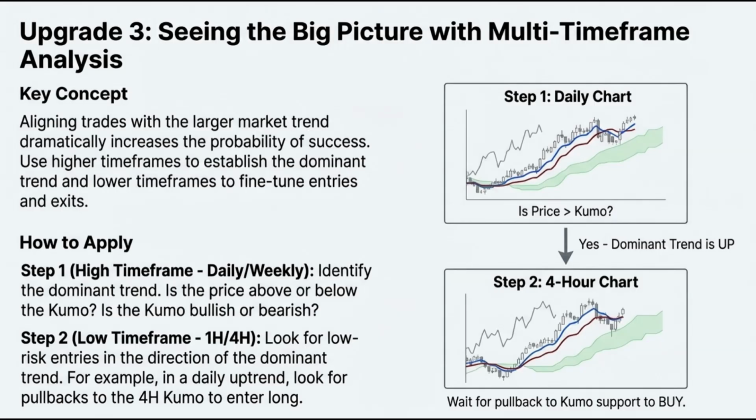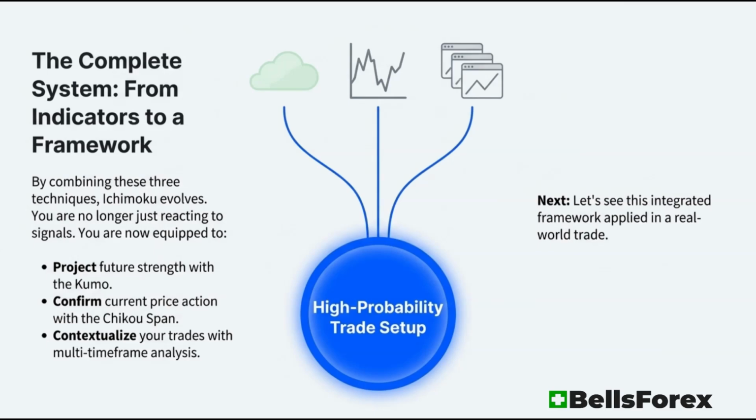You're using short-term weakness to get a great entry into the long-term strength. So higher time frame dictates what you trade. Lower time frame dictates when you trade. You just summarized a professional trading strategy in one sentence. It stops you from swimming against the current. All right, let's make this real.